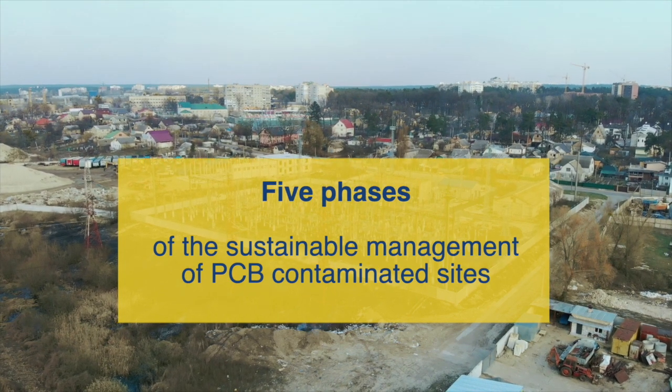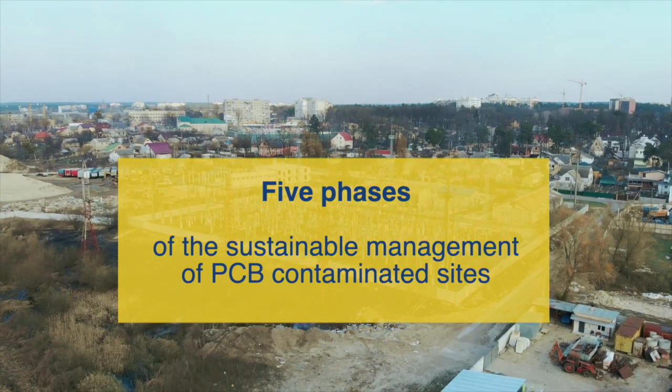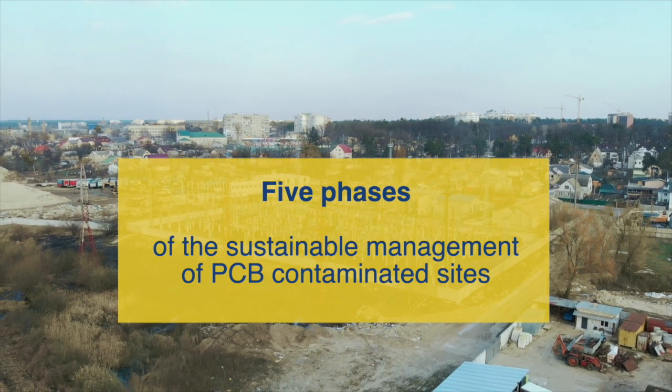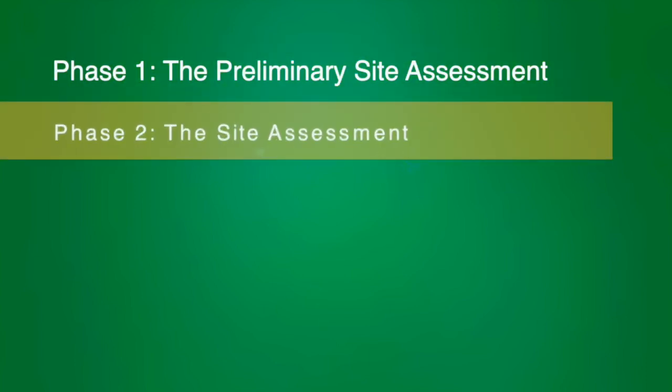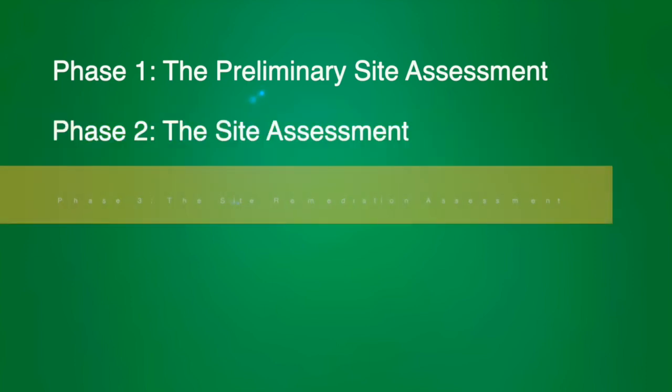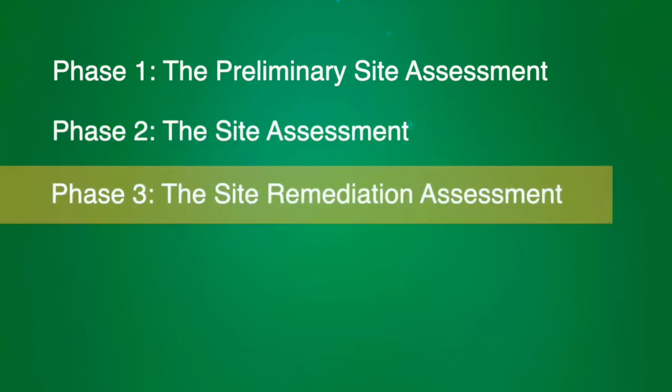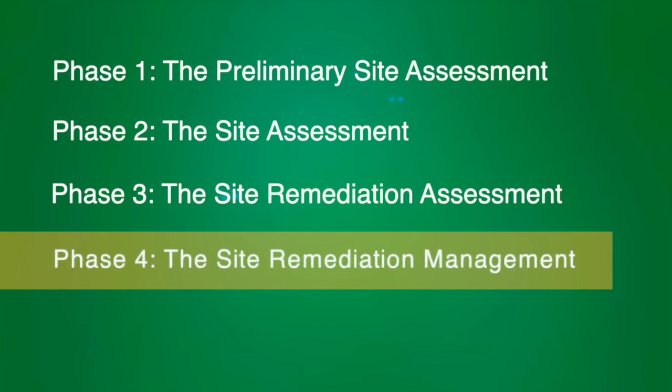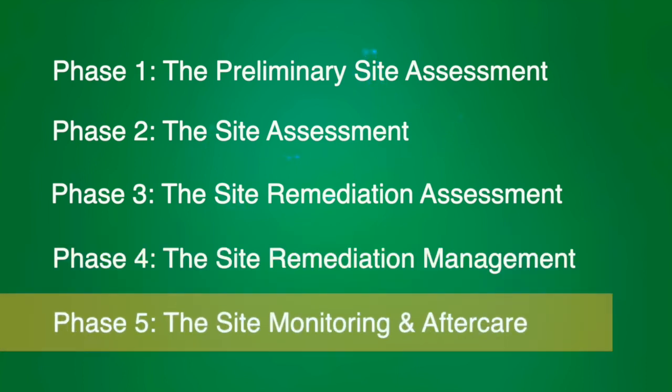We therefore recognize the following 5 phases to sustainably manage these PCB contaminated sites, beginning with Phase 1, the preliminary site assessment. Then we have Phase 2, the site assessment, followed by Phase 3, the site remediation assessment, then Phase 4, site remediation management, and the last phase, Phase 5, the site monitoring and aftercare. Each of these phases, their objectives, and set of site-specific deliverables will be briefly explained in this video.